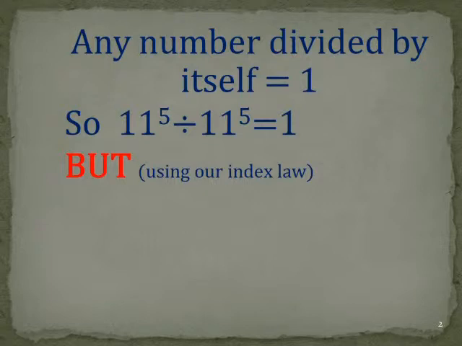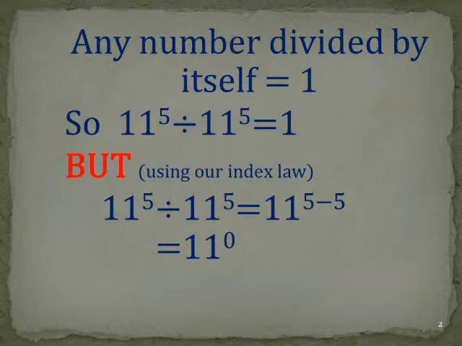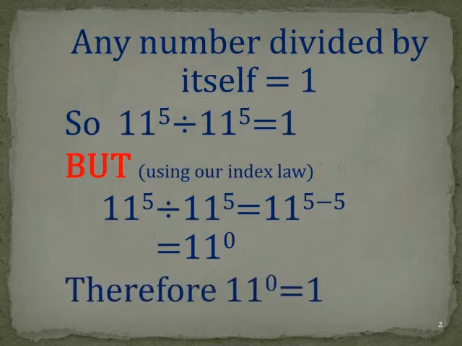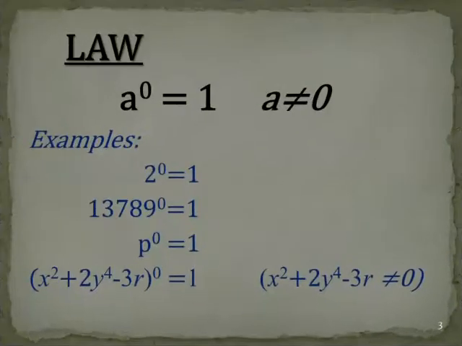But let's now use our index laws that we looked at in the previous videos. 11 to the power of 5 divided by 11 to the power of 5 is equal to 11 to the power of 5 take 5, which is equal to 11 to the power of 0. Therefore, 11 to the power of 0 is 1. Brings us to our index law. A to the power of 0 is 1, so long as A doesn't equal 0.